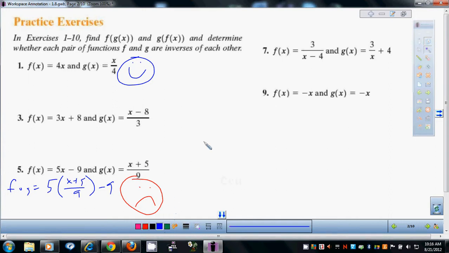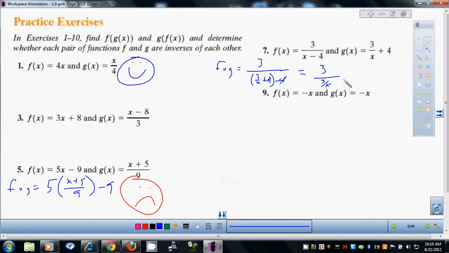Let's look at 7. Start with f of g. 3 over. Now we have to plug this whole function in for x. 3 over x plus 4 minus 4. I just plug this in for this x. Plus 4 minus 4, leaving us with 3 over x, which is the same as what?